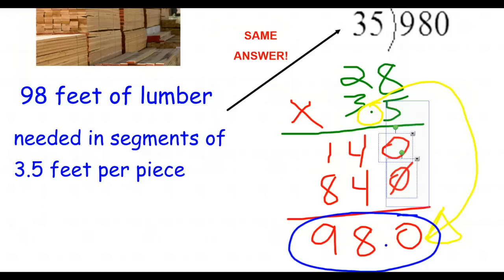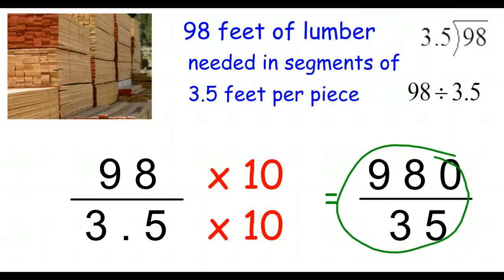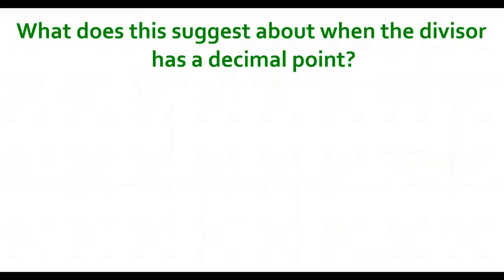And so now if we remember that we multiplied 98 and 3.5 by 10 to get rid of that one decimal place, what does that suggest about when the divisor has a decimal point? I'm going to ask you to pause the video here and take a second to think and write down at least 2 or 3 thoughts you have about what this suggests about when the divisor has a decimal point. What can we do to clear that decimal point, because we like to divide by integers, not necessarily by decimals.